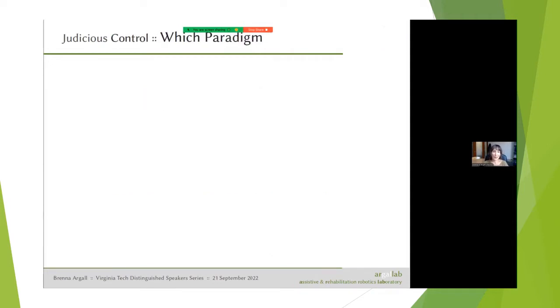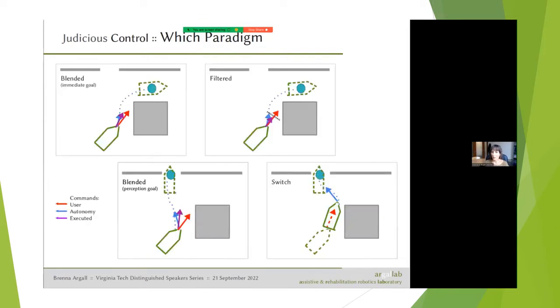Okay, another topic of judicious control is actually which control blending paradigm you use, which control sharing paradigm. So here's an example of 4 paradigms that show up in the robotic wheelchair literature quite a bit. So the first is a blending paradigm, which is similar to what we saw before. Here we have blended with like an immediate goal or with a perception goal, which is sort of a doorway in the top. So here the green outline is the footprint of the robot. We have the user's command in red. We have the autonomy command in blue, and then we have what gets executed in purple.